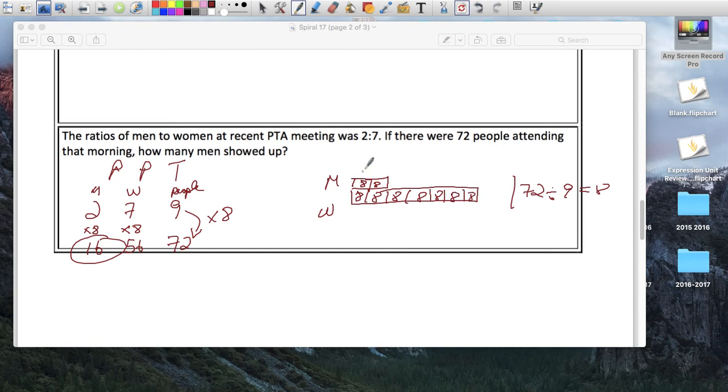So if I add the total for the men, I get 16. If I add the total for the women, let's see, 1, 2, 3, 4, 5, 6, 7. It's 56. Notice the same exact answer I got on this side. Okay.